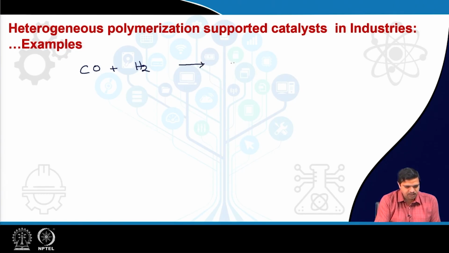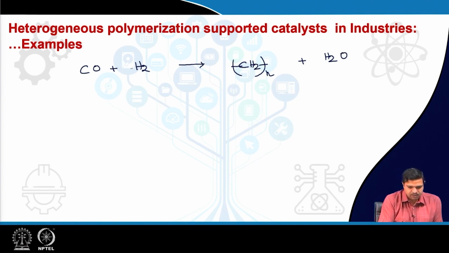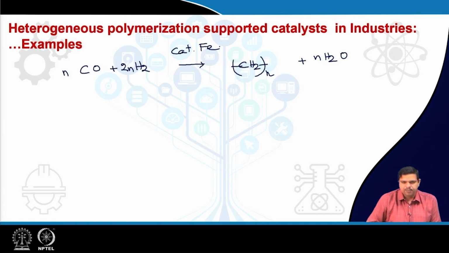You will get the hydrocarbons, not actually the polymers, and non-toxic byproducts, the water. Okay. So, if you consider the balanced equation with CH2n and here NH2. Okay. And what is this? It is actually the catalytic iron.